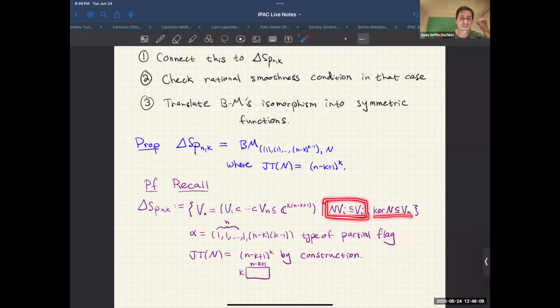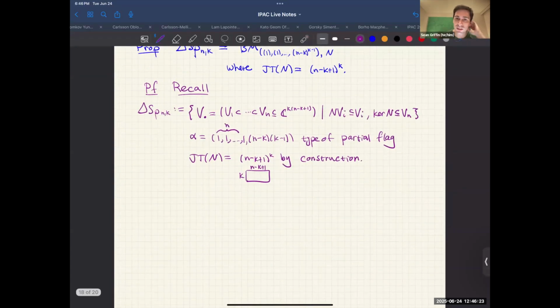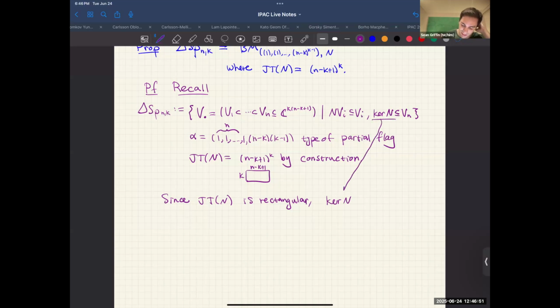This one is obviously coming from the constructions above because I always had that condition. But how does this other condition fit into the above constructions? What I'm going to write down is particular to rectangular Jordan type. Since the Jordan type of n is rectangular, then the kernel, which I've written here, is equal to the image of n after applying it n minus k times.